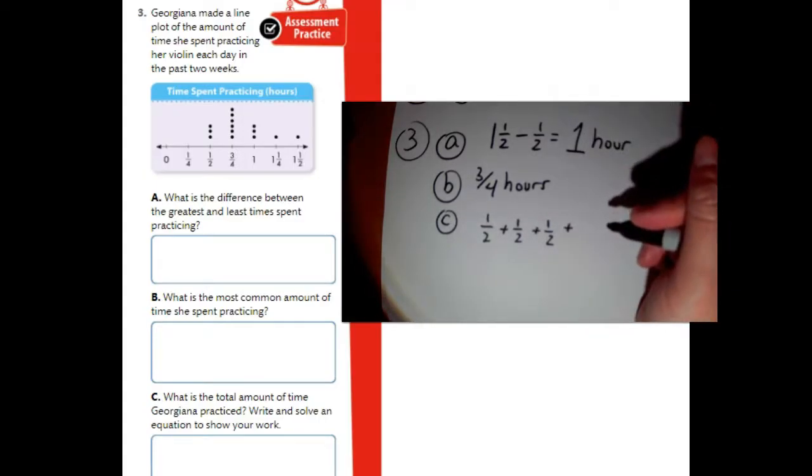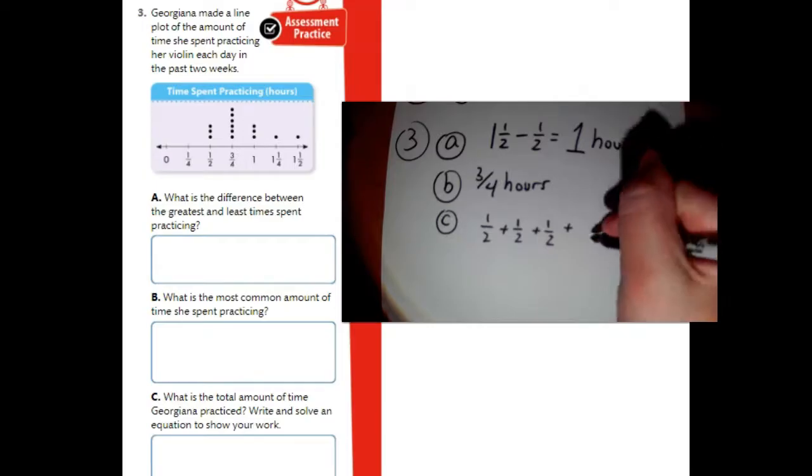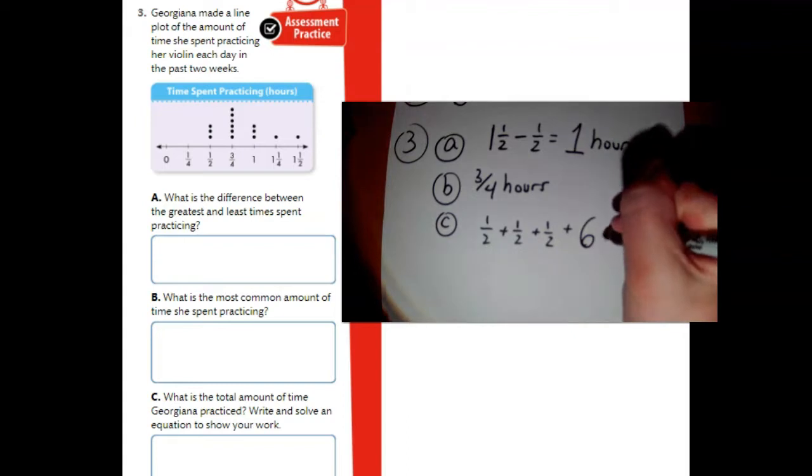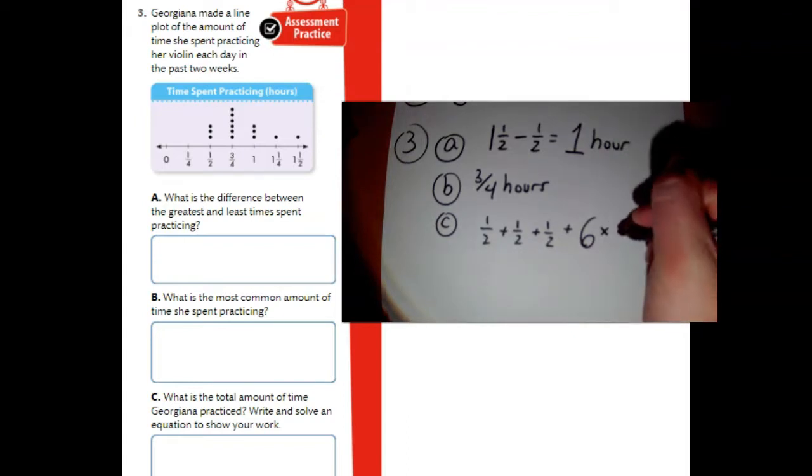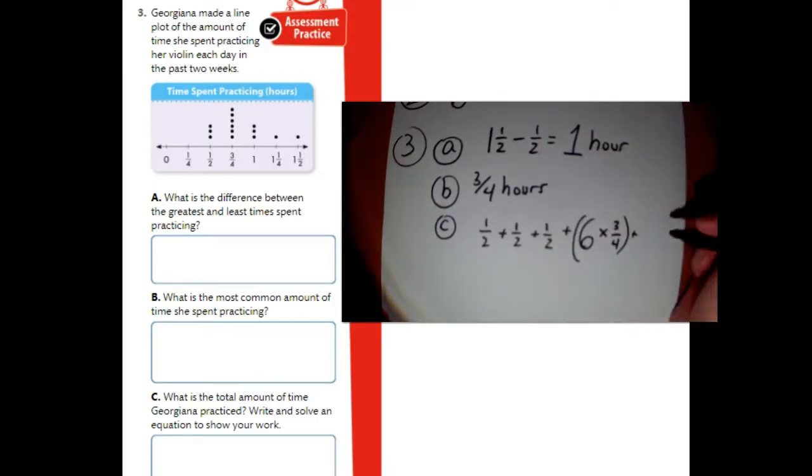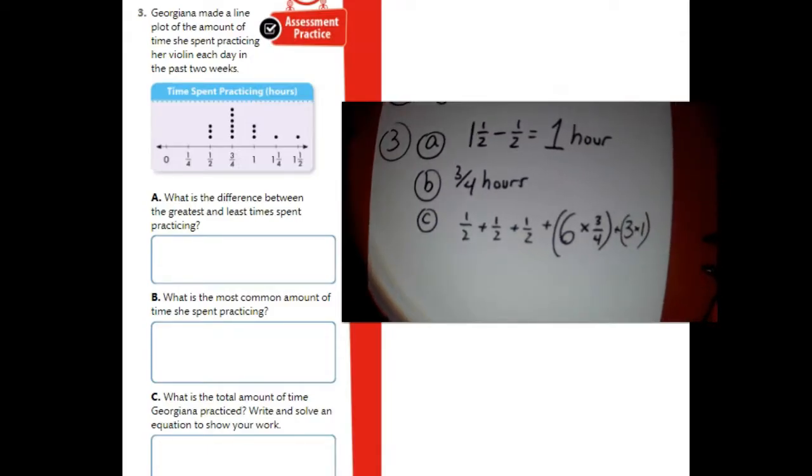This next one, remember, for 3/4, there was 1, 2, 3, 4, 5, 6 times she did this. So I'm going to go 6 times 3/4. Then I'm going to add that with 3 times 1, because she spent 1 hour 3 times. And then I've kind of run out of room here. I should have given myself more room, but I'll carry this down here.